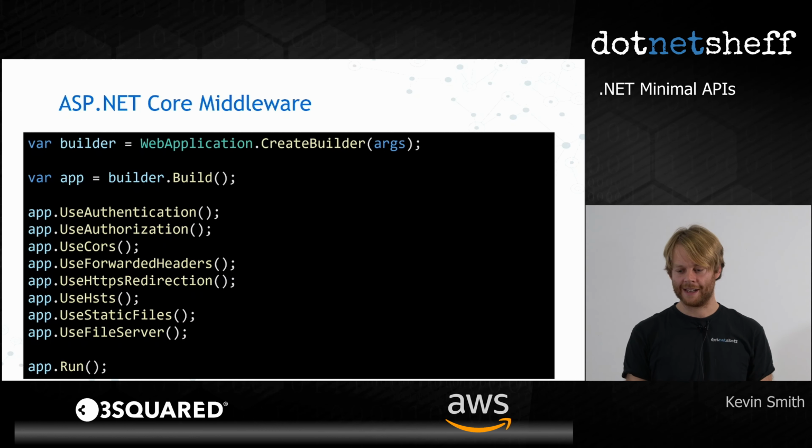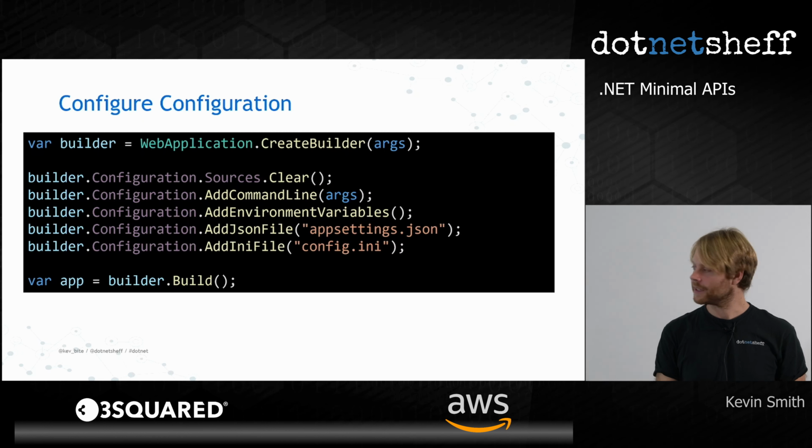And then the configuration is the same IConfiguration object, where you're configuring the IConfigurationBuilder. So you can clear all the sources, you can add command line arguments, you can add environment variables, so you can do the same thing. This is the same way as what you do in Program.cs currently, but it just hangs off the builder, which makes it nice and easy to find. So you can do that.